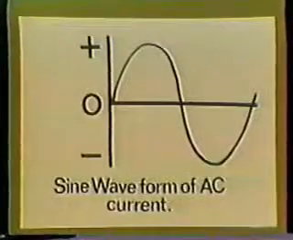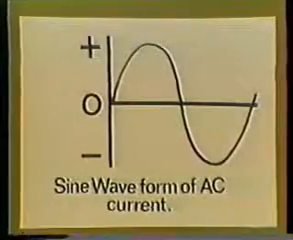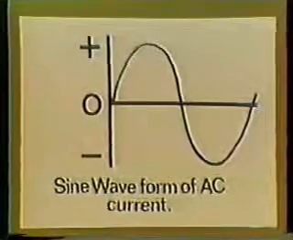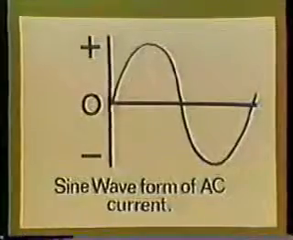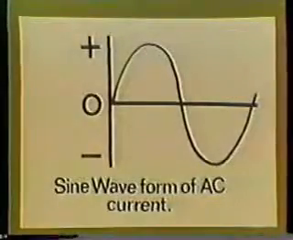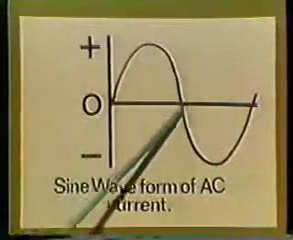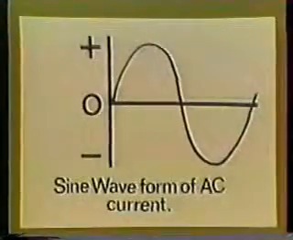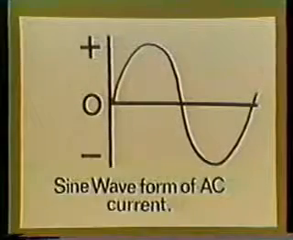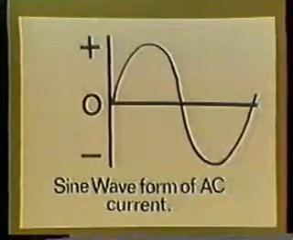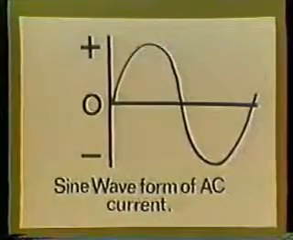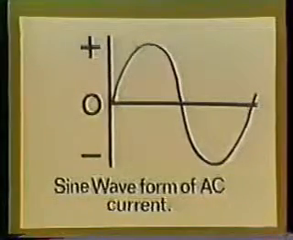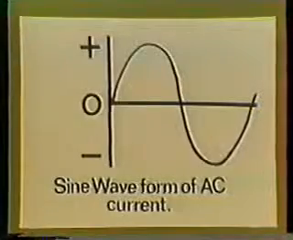In the United States, most of the power we use is 110 volt, 60 hertz alternating current. By this, we mean the current alternately flows in one direction and then the other direction 60 times each second. In many foreign countries, the frequency is 50 hertz. The wave form of this AC is a sinusoidal wave, or more commonly called a sine wave.